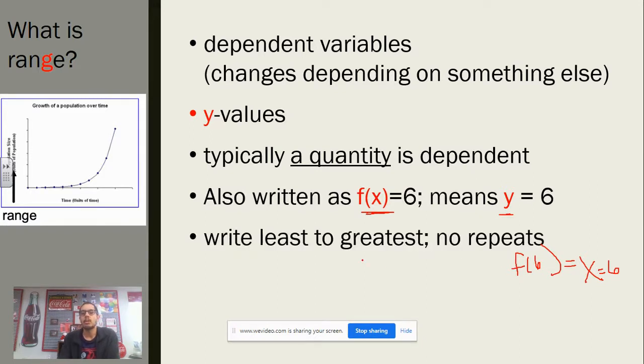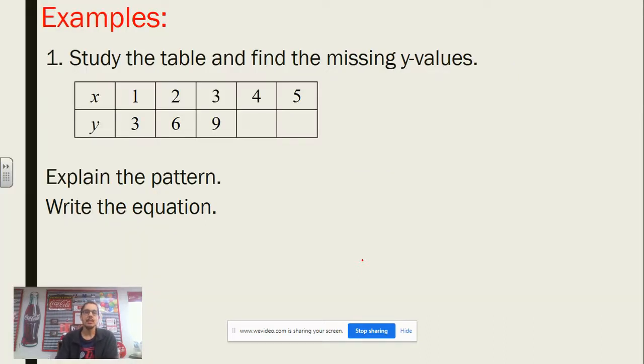When we're listing out our domain and range for our solution set, you're going to write them in order from least to greatest. And if there's any values that are repeating, you're only going to list them one time. So let's get started. Let's study the table and find the missing y values. So here we have our table.